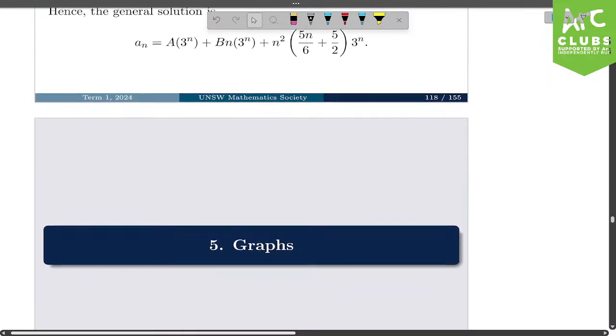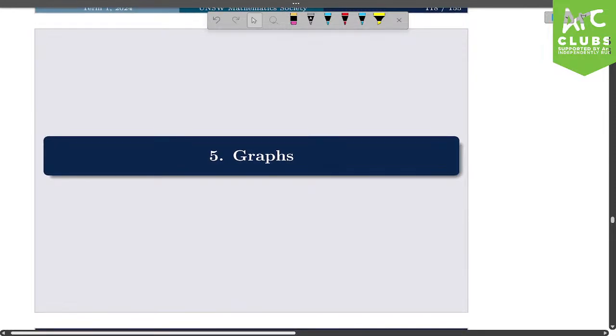All right. So, yep, that's the end of combinatorics. I'll hand it over to Cyril for graphs. All right. Thank you. Damn, that was hefty.